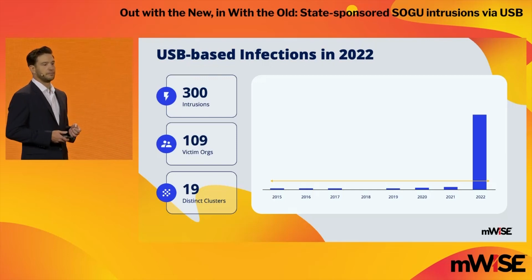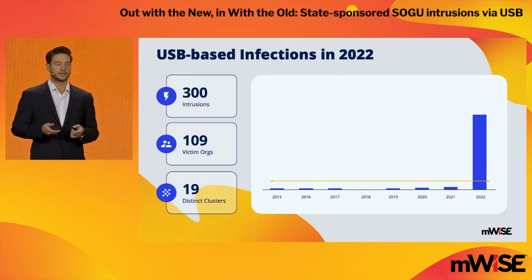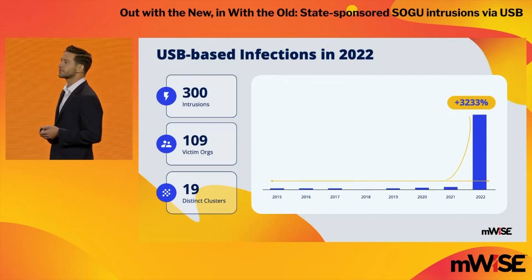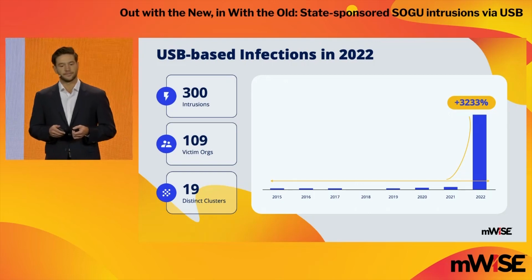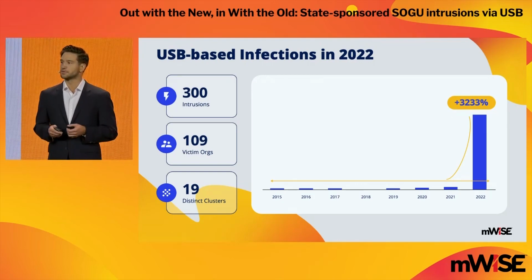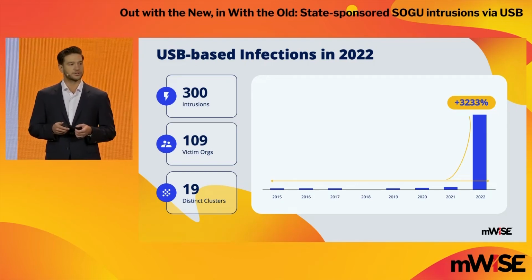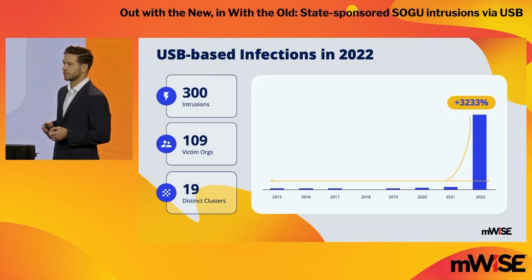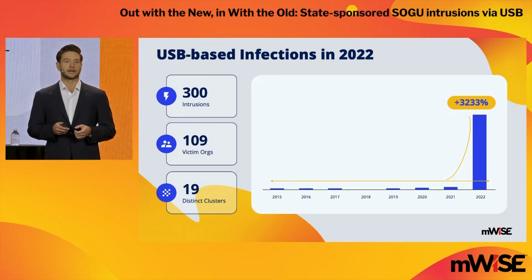In 2022, Mandiant observed a dramatic increase in USB-based infections. From 2021 to 2022, we saw a more than 3,000% increase in these infections. And on the front lines, we responded to 300 USB-based intrusions in 2022 that affected 109 victim organizations by 19 distinct threat clusters.